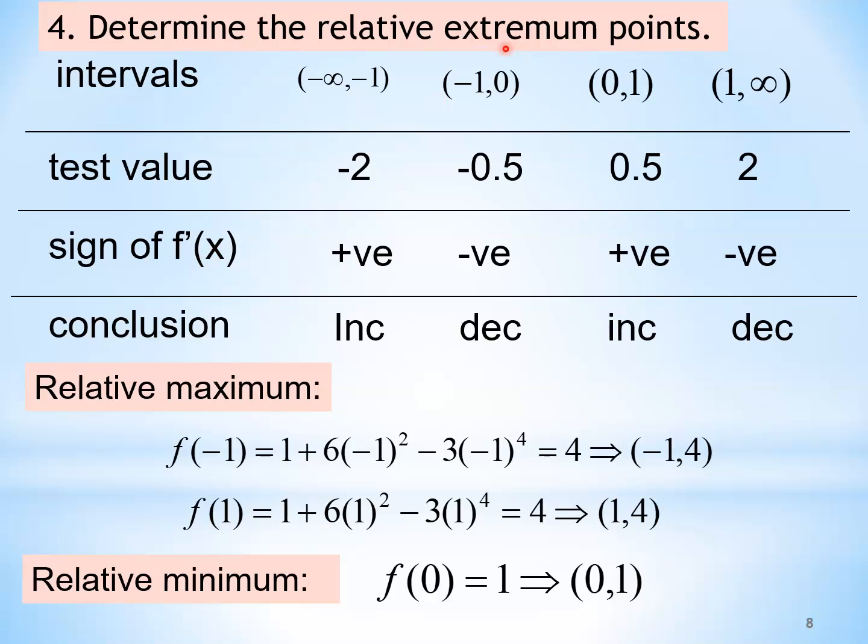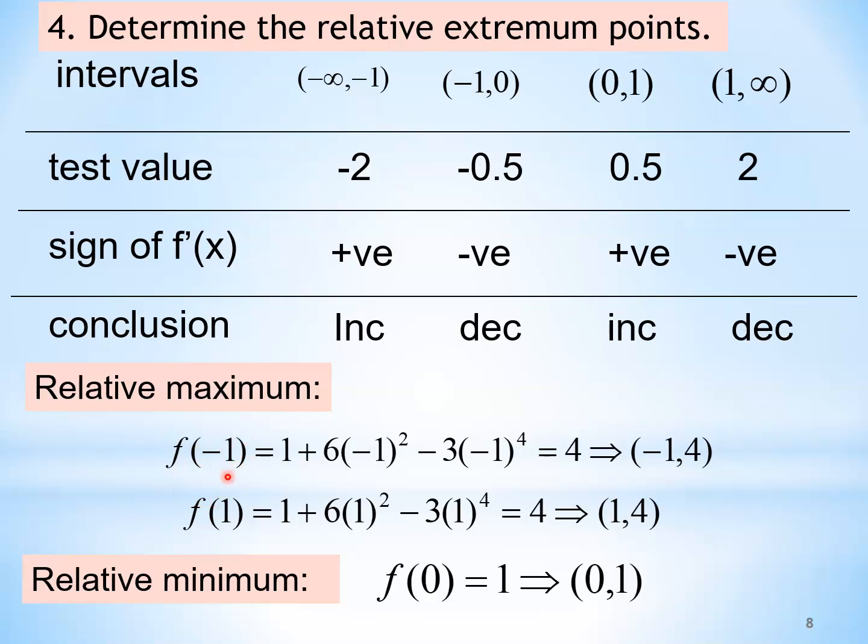Remember to substitute into the first derivative, okay? That is for the relative extremum. So in here you have positive, negative, positive, negative. What does this mean? Positive means the function will be increasing, negative means your function will be decreasing. So next is to find the relative maximum. Since we already know that we have 3 critical values of x, you're going to substitute each of them into the f function to find the y value.